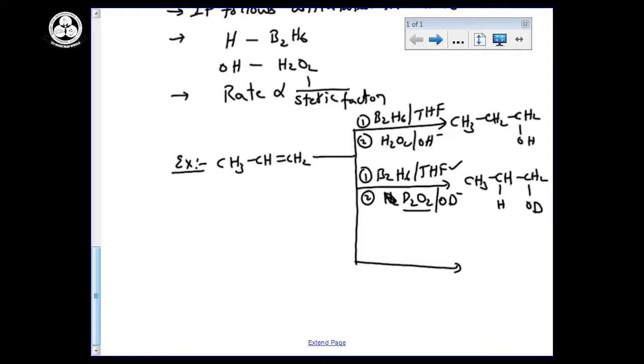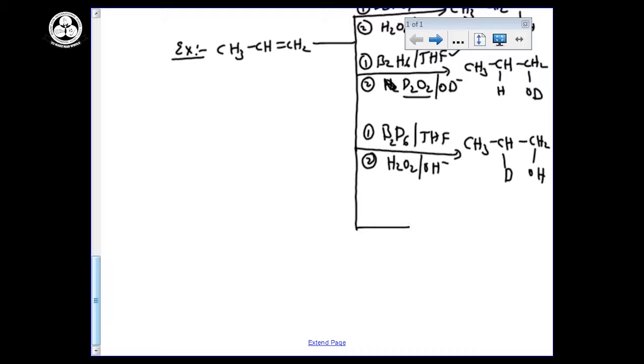Third one is B2D6 in THF, and second one is H2O2 in presence of OH minus, meaning deuterium is coming from B2D6. So actually CH3CH single bond CH2, here there is a deuterium. Hydrogen we are adding, here there is no hydrogen. Deuterium is coming from B2D6 and OH is coming from here. Now the answer is like this.